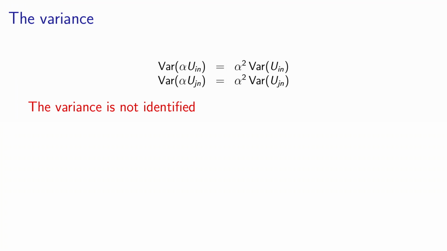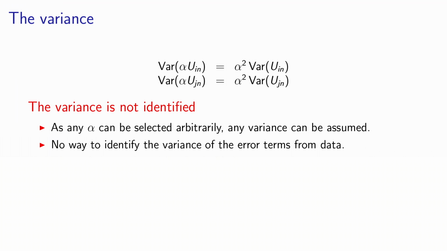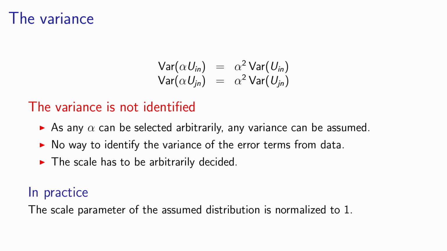So what about the variance? As you can see here, the issue is that the variance is not identified. Any alpha can be selected arbitrarily, and so any variance can be assumed. It also means that there is no way to identify the variance of the error terms from data. And so the scale has to be arbitrarily decided. In practice, what is done for convenience is to normalize the scale parameter to 1.